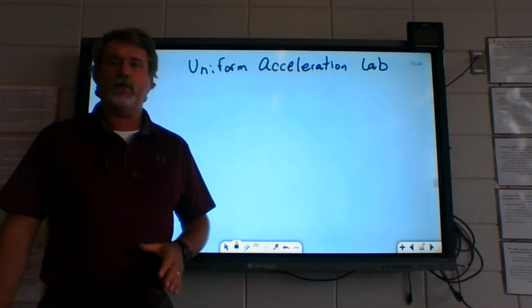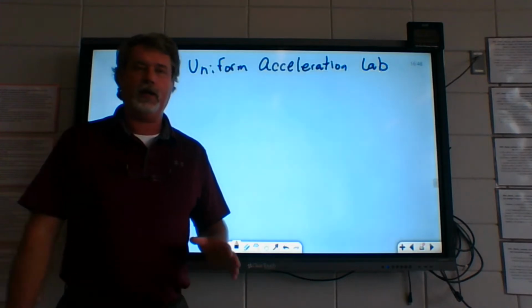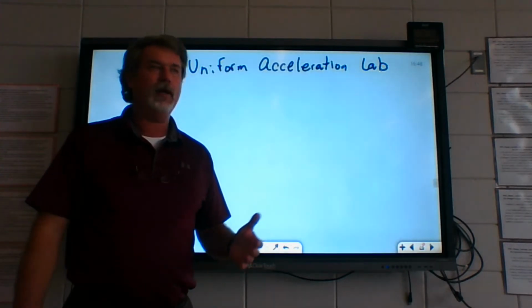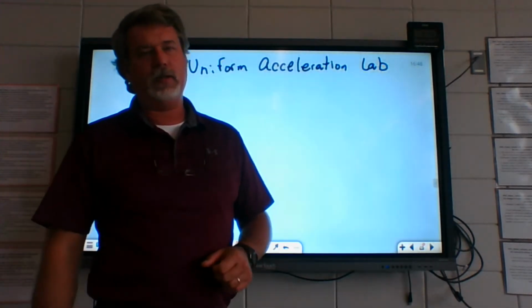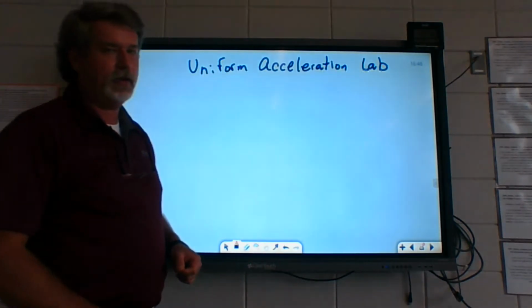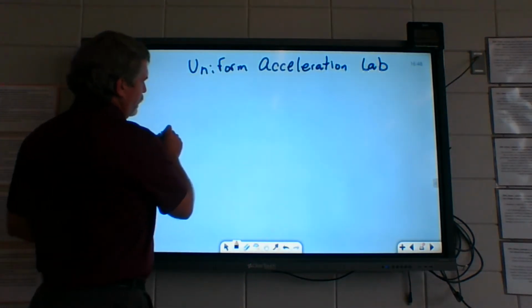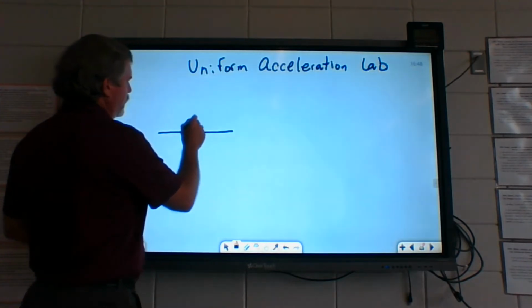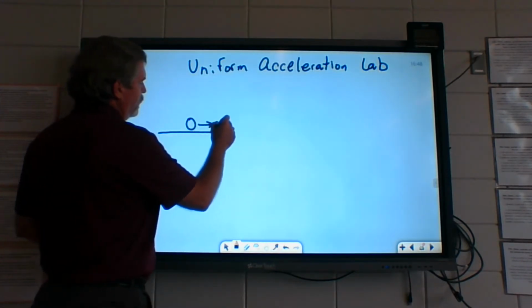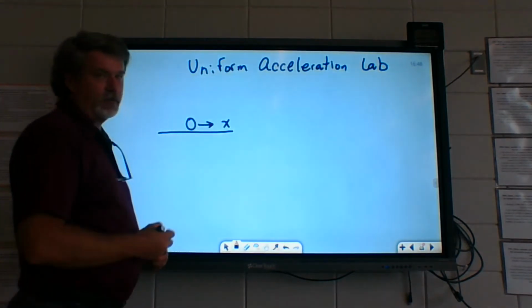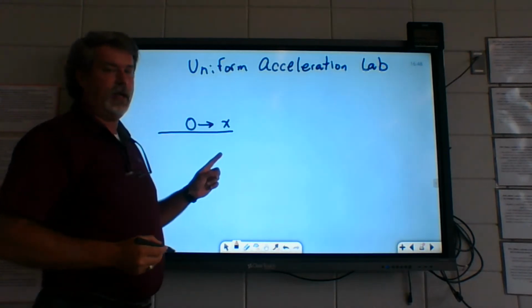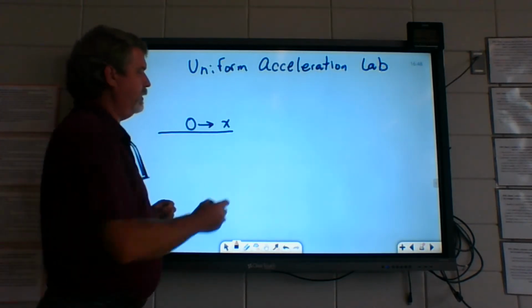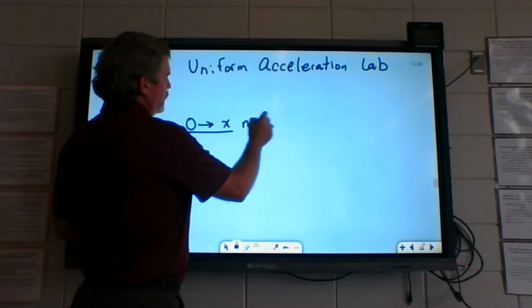Hey guys, today we're going to do our uniform acceleration lab, and we're going to collect some data, distance and time, plot a graph, and show that an object is accelerating. So the general idea here is, for example, let's say we have a marble rolling in just the x direction. If it's rolling in the x direction, we're going to say that there is no acceleration.